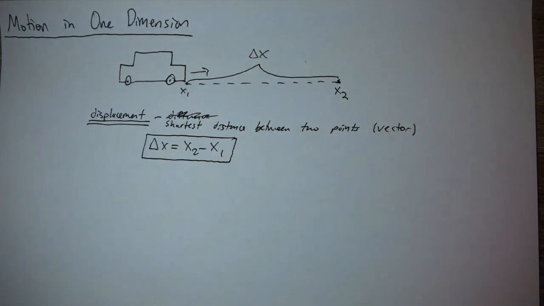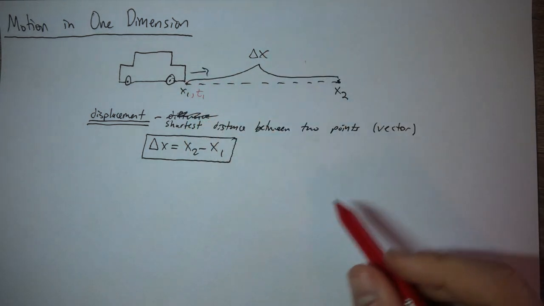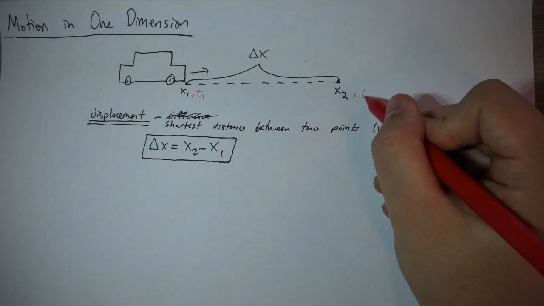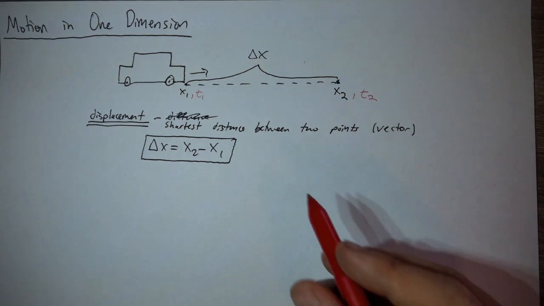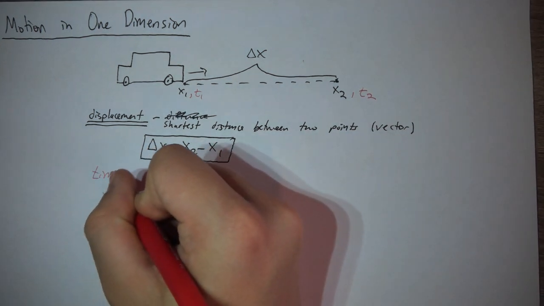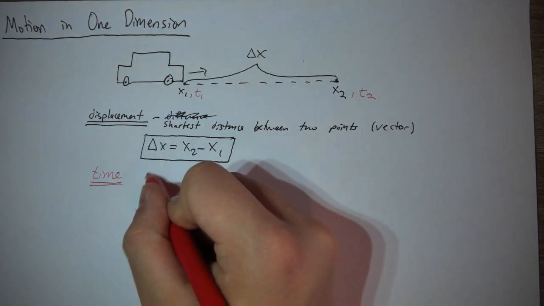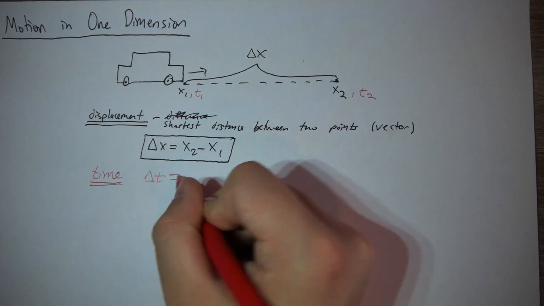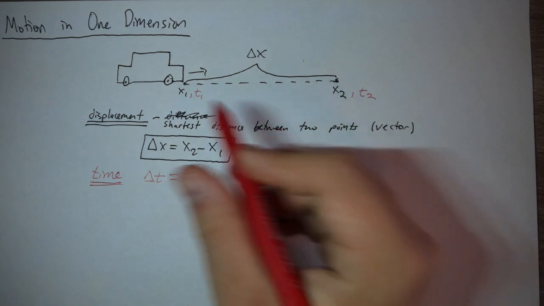Now another thing we have here is a time difference. So we can't be at two places at once. We have to start at some time t1 and arrive at the finish point at a later time t2. And so our time also has an equation associated with it, which is that our change in time is equal to t2 minus t1.